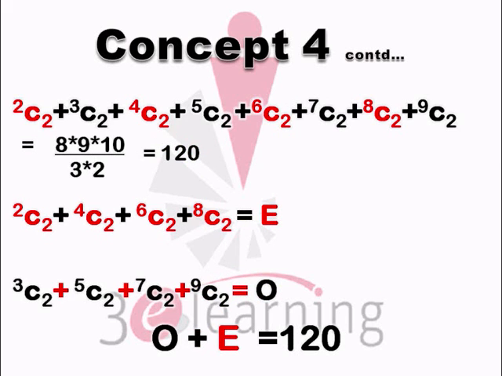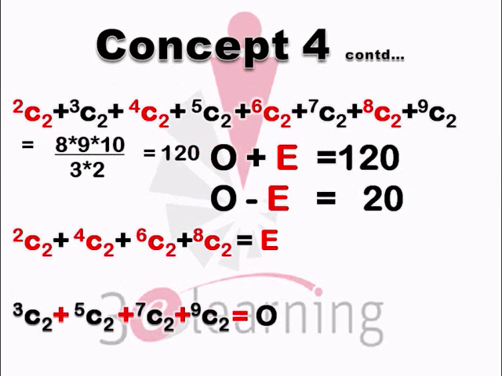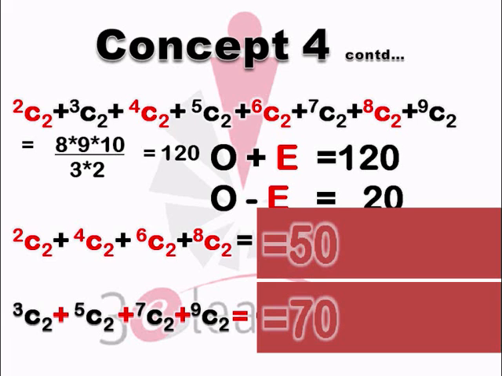We had odd plus even equal to 120. Now we have odd minus even equal to 20. By solving these two, using concept one or solving the equations, we can say even becomes 50, that is 120 minus 20 by 2. And odd becomes 120 plus 20 by 2, that becomes 70. The summation of 4 even bundles starting from 2 becomes 50. The summation of 4 odd bundles starting from 3 becomes 70.